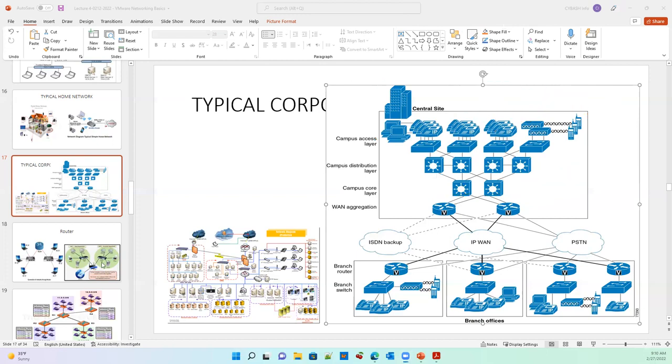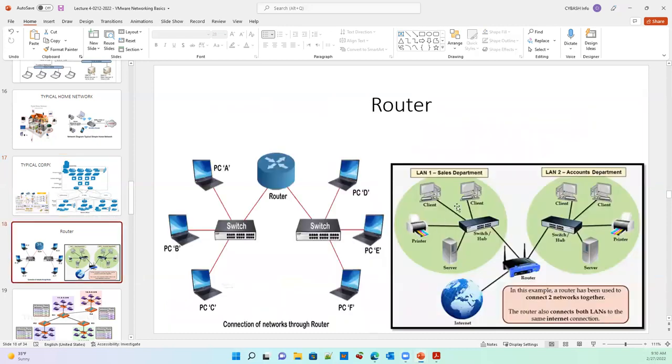Okay, let's do the next one. So now we come to the router. A router is basically routing traffic from one network to another network. It works on IP, routes through IP addresses. It works at the IP address level.